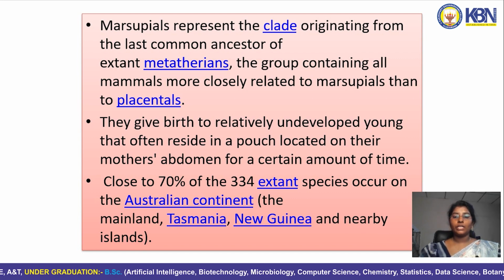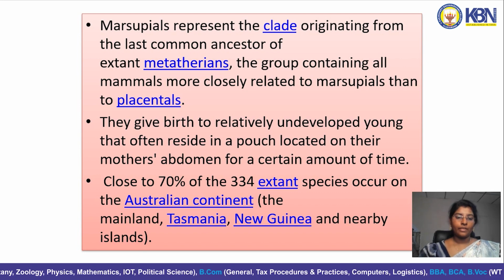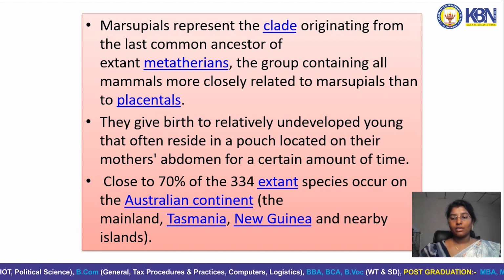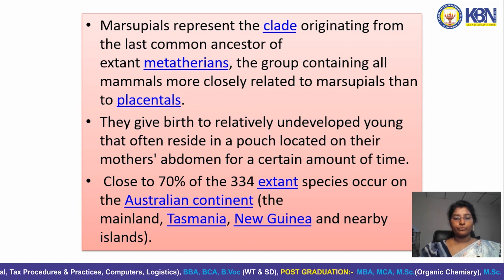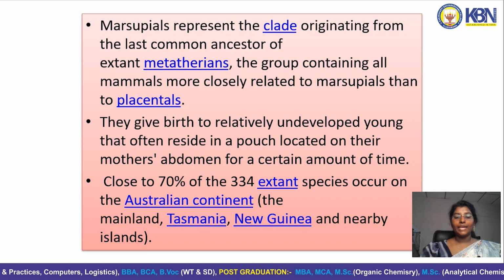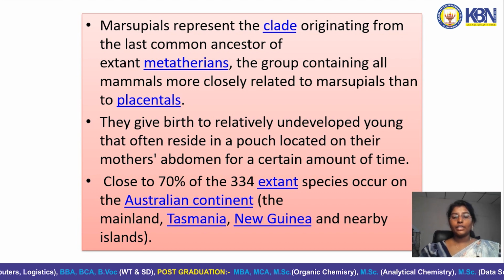They give birth to relatively undeveloped young that often reside in a pouch located on their mother's abdomen for a certain amount of time. Like I said, for a certain amount of time, their young ones reside in the pouch located in their mother's abdomen region. Next, close to 70% of the 334 extant species occur on the Australian continent, the mainland, Tasmania, New Guinea and nearby islands.